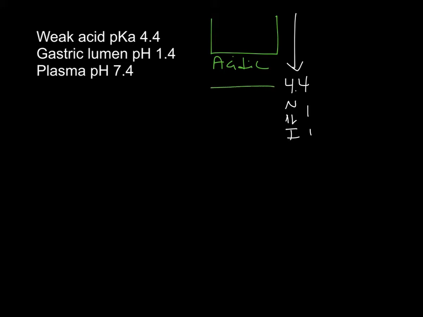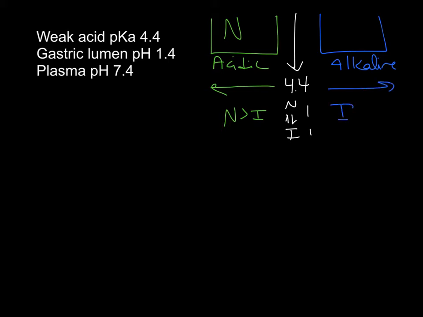So if the pH goes any lower than 4.4, this is a weak acid. In an acidic environment, it will be more non-ionized, so our N will be bigger. And if we put this into a more alkaline or more basic environment, the pH goes higher, then our ionized form is going to predominate. So that's sort of our basic premise that we're working with. And just based on that, you could probably figure this question out. But let's look at it with the calculations.